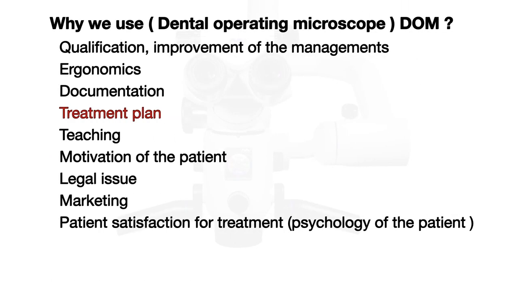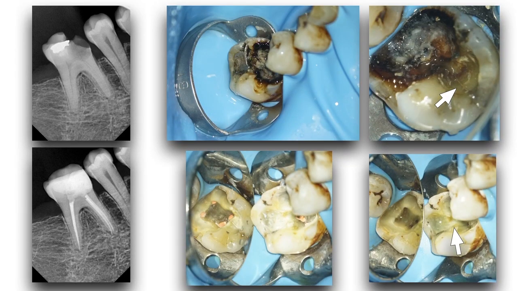So the fourth point is the treatment plan. Really, magnification can change the treatment plan. Sometimes we decide to do something, but when we see inside the magnification, we are not able to do that. Sometimes we decide not to do something, but with the magnification we are able to do it. So it is an amazing tool to design the treatment plan, or it will make us change the treatment plan. Let me show you this case. This case came to my clinic, and I took a radiograph. Then I did cleaning of the caries lesion.